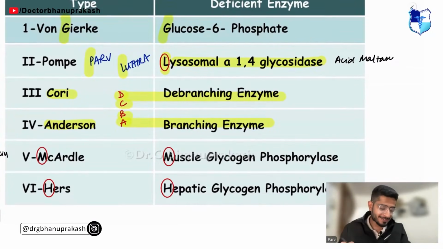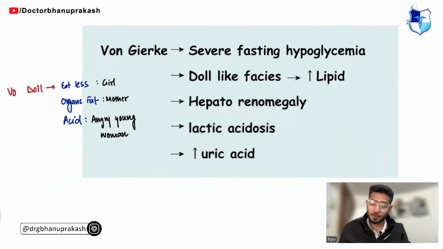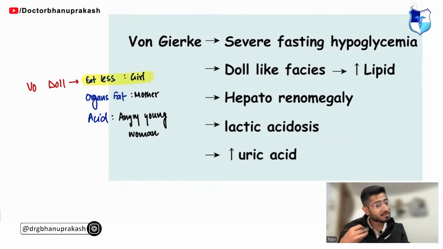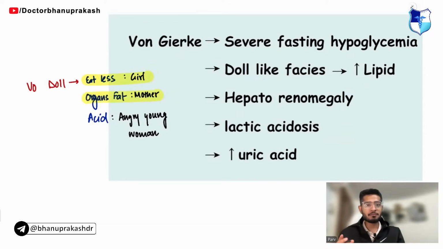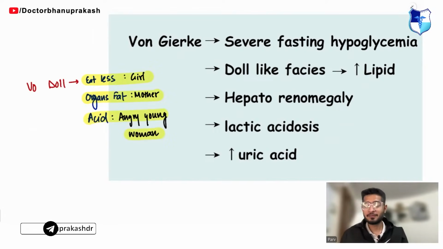Next you have McArdle's, that is muscle glycogen phosphorylase, and then hepatic glycogen phosphorylase, that is absent in Hers. So this is something which I have told you. शादी से पहले, before the girl is married, the girl is going to eat less. Then she's going to be a mother. Mother is like this, so remember, organs are fat. And then after she's having children, she's going to be toxic like an acid. Acid is just like an angry young woman. So this is the journey of a girl.